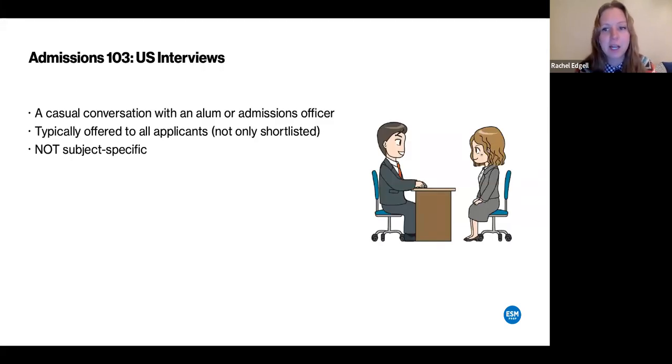Another big difference in the application process is the interview. So again, in the UK, this tends to be an indication that a student has been shortlisted. So interviews are, I think, a little bit more high pressure. They tend to be subject specific. Now, in the US, universities that offer interviews try to offer them to every single applicant. A lot of these interviews are given by alumni volunteers.